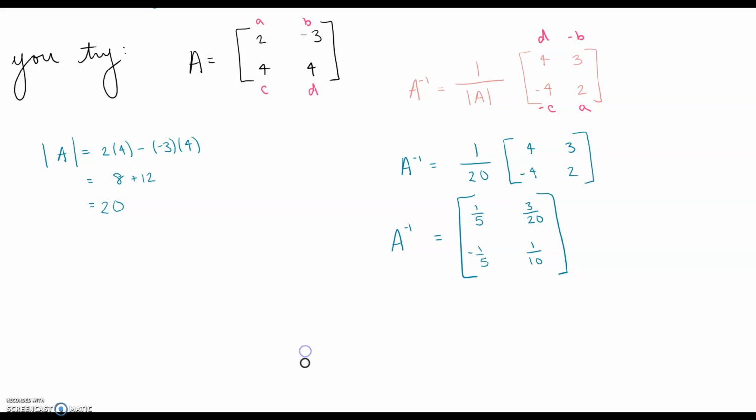And then if we wanted to check, if you weren't sure, we would do A times A inverse. So we could check and do A times A inverse and see if we got the identity matrix. So if you have any questions, please come to Flex Time, but that's it for today.